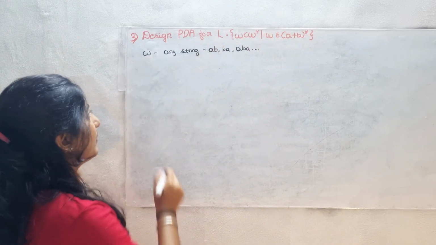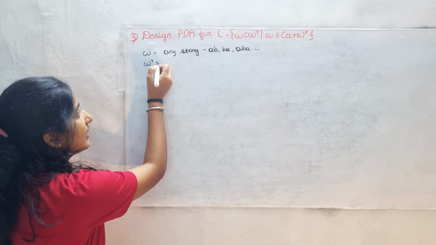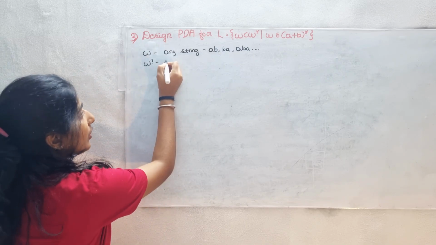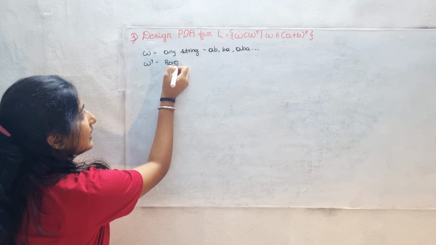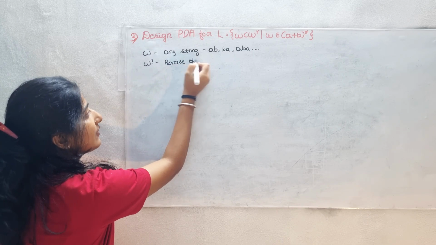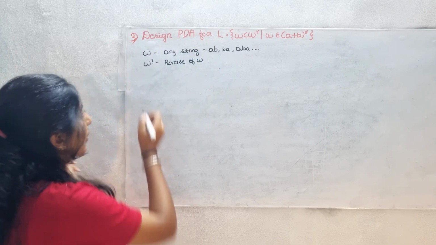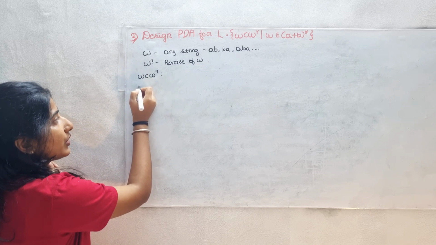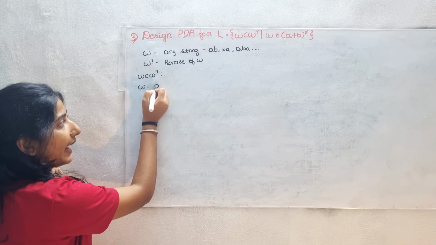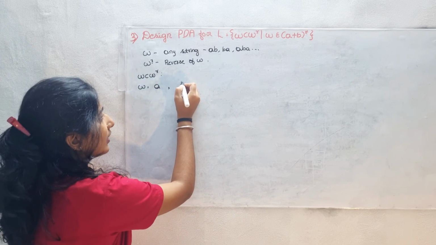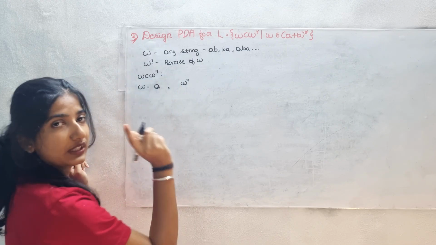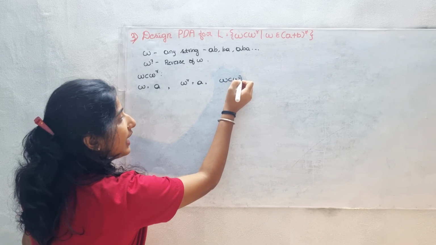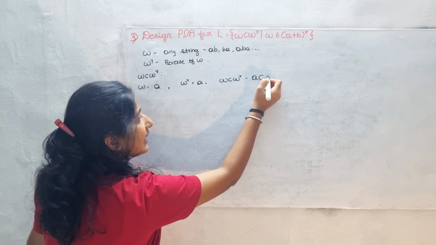Okay, so this is w. So what is wᴿ? R means reverse. wᴿ means reverse of w. So we have w, c, wᴿ, right? So if w equals a, what is wᴿ? Since there is only a, wᴿ will be a only. So wcwᴿ will be a, c, a.